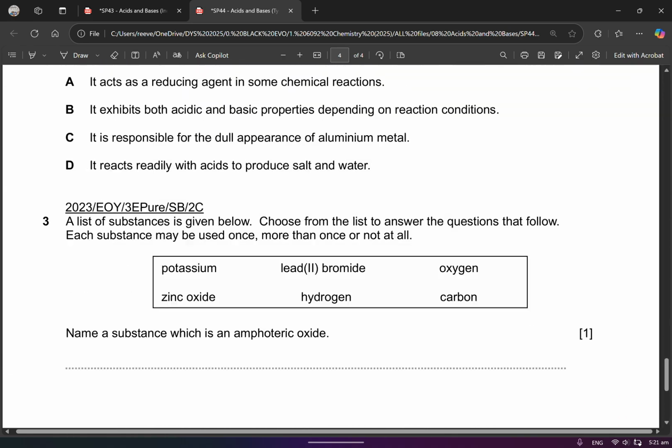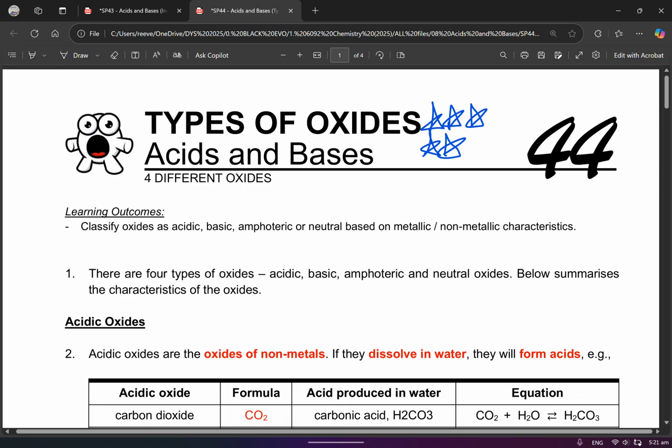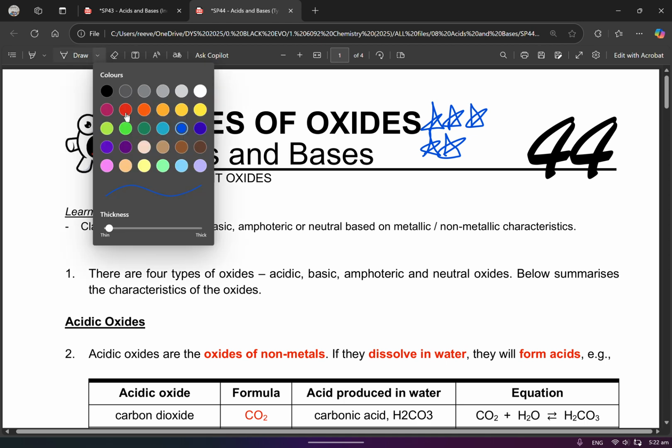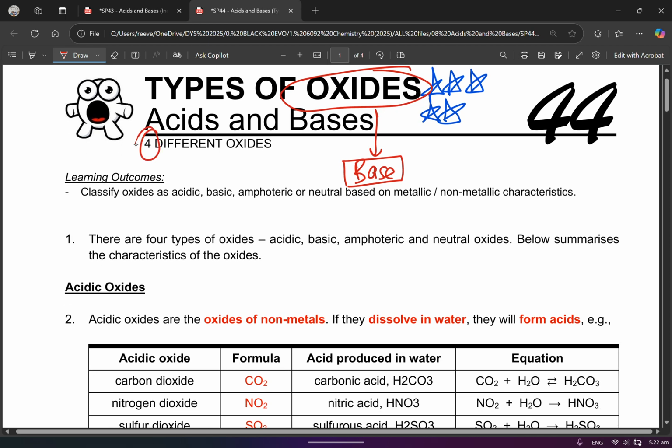You look at the number of questions coming out. There are a lot of things to ask. There are also a lot of things to memorize here. So what is this last part of this acid and base chapter about? We are looking at oxides. I repeat, we are looking at oxides, not hydroxides, oxides. So as you know, oxide is a base. But we are going to focus on oxides, and there are 4.